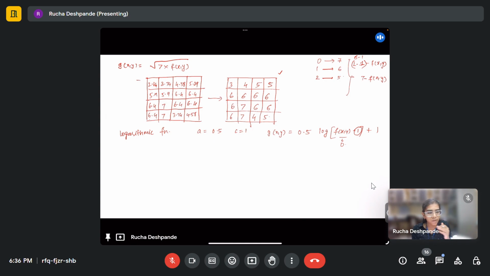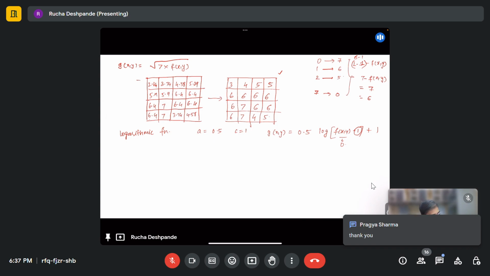This is the inversion function. You apply this function on each pixel to get an inverted image. Try substituting the value. If we substitute f of x y equal to 0, we will get 7. If it's 1, we'll get 6, and so on. So our darker pixel would become the brightest, and the brighter pixel would become the darkest. That is the inversion function. Okay, I hope that was clear.